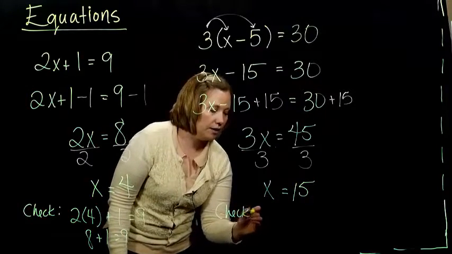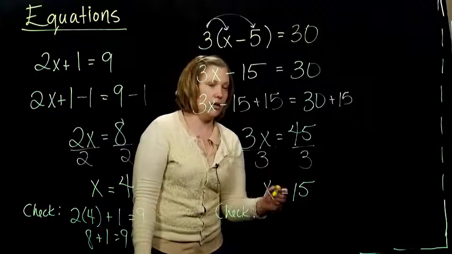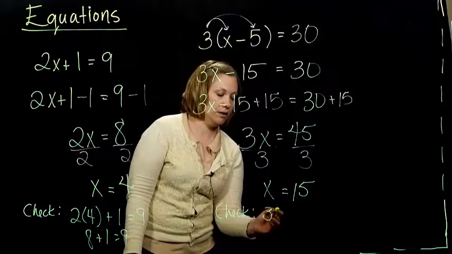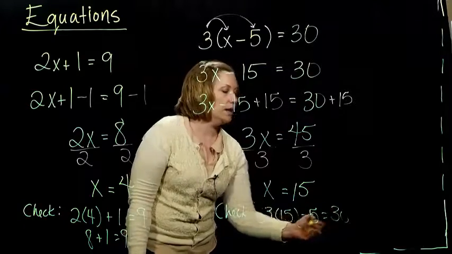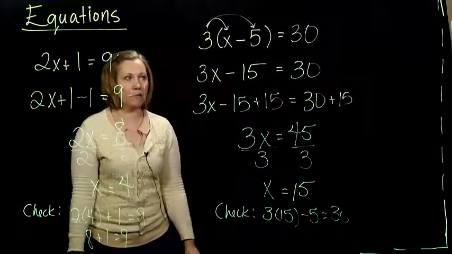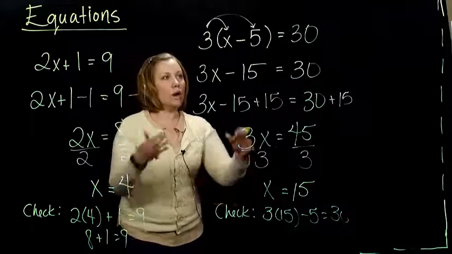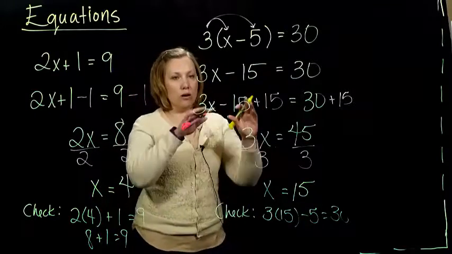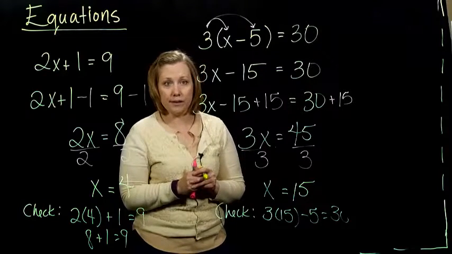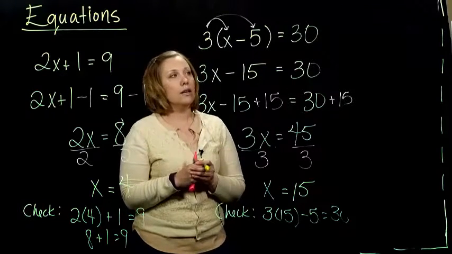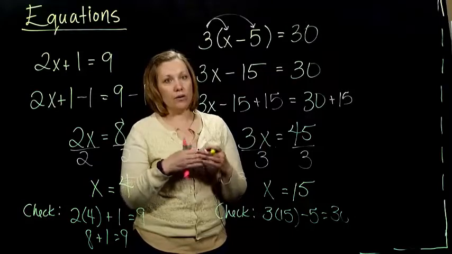And again, I can check my work. I get 3 times 15 minus 5 should give me 30. And if you check it out, sure enough, it works. So you could have gone about this a little bit of a different way. You don't have to solve equations exactly the same way every time. It's the nice thing about it, as long as you're following all the rules.